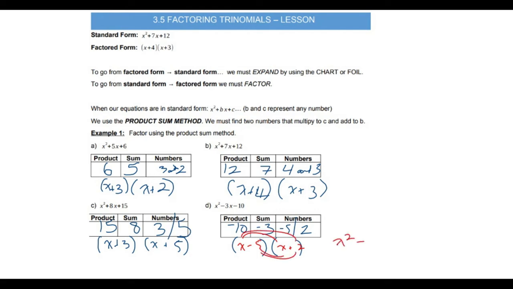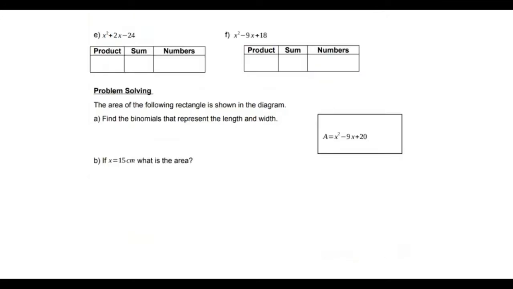X times 2 is 2x. Negative 5 times x is negative 5x. And negative 5 times positive 2 is negative 10. And if we add these all together, collecting like terms, you will find it's negative 3x minus 10. And oh my goodness, it's the same. So this does work. Let's move on to the last couple examples here.